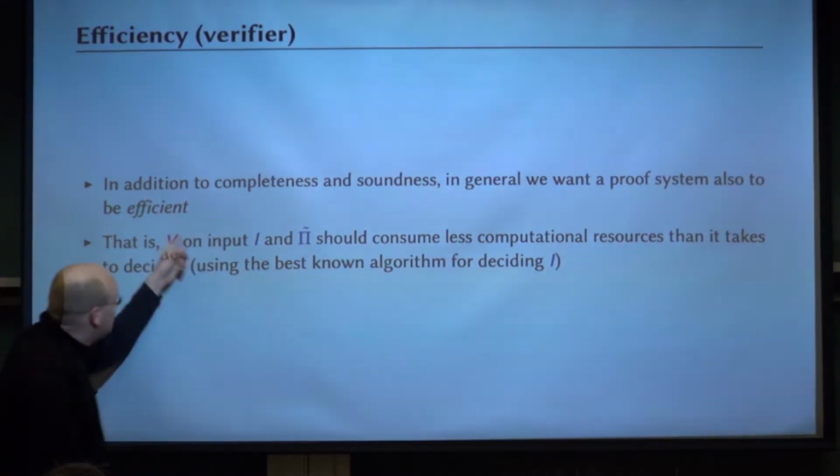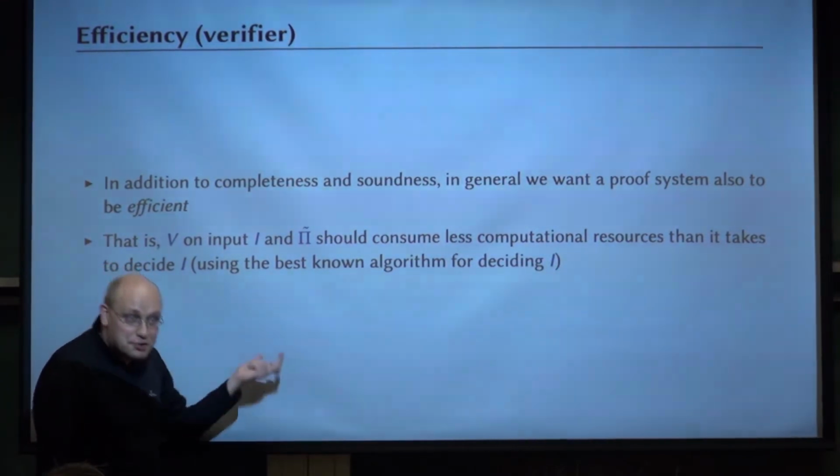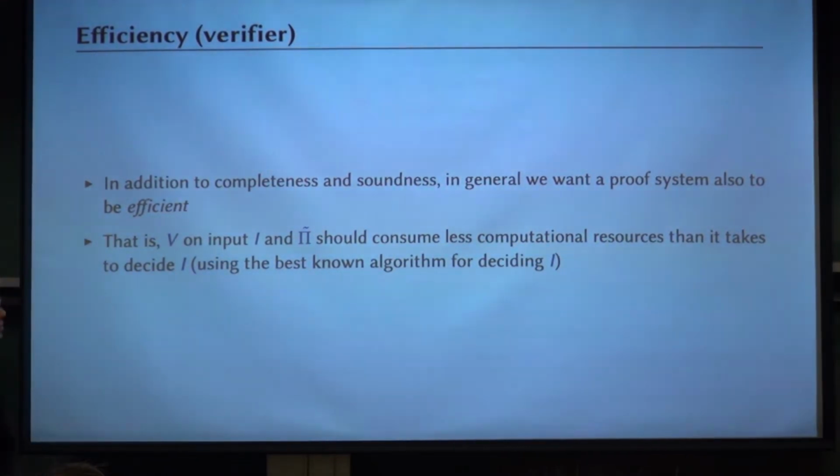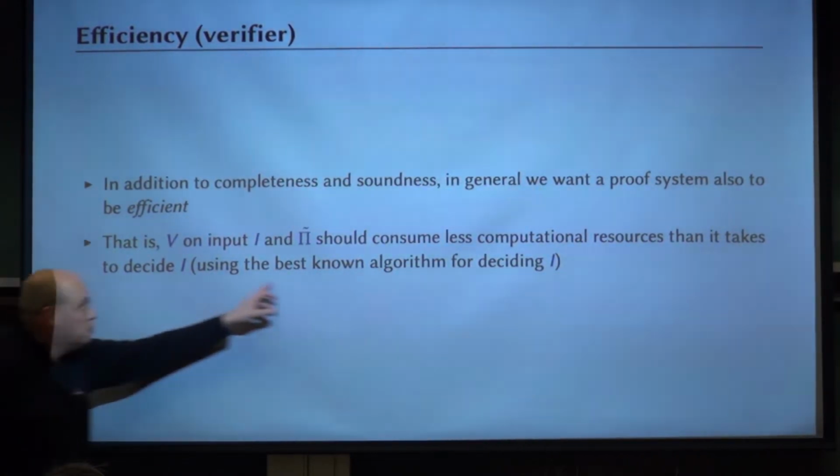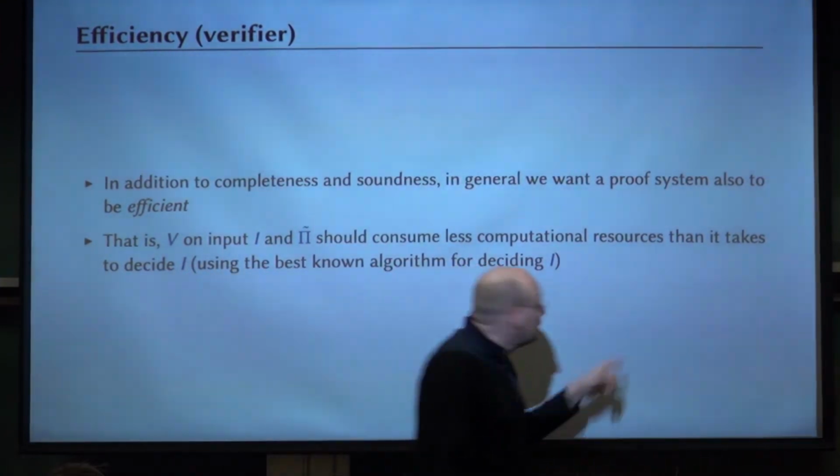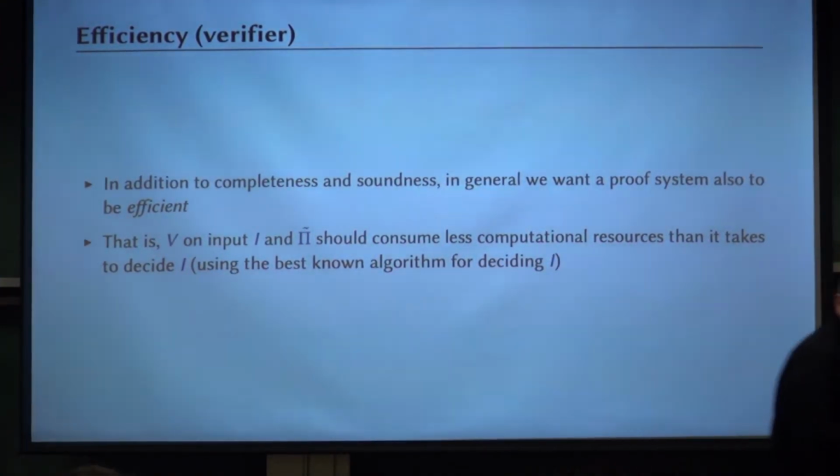So this verification should be more efficient in terms of the resources consumed than, let's say, solving the instance from scratch. And again, maybe the benchmark here is the best known algorithm that we can use to decide I, whatever that may be. And we will see one example of this. Yeah. It also constrains the length of pi. Correct. Yeah, indeed, tacitly. But again, let's not get too quantitative on this yet.